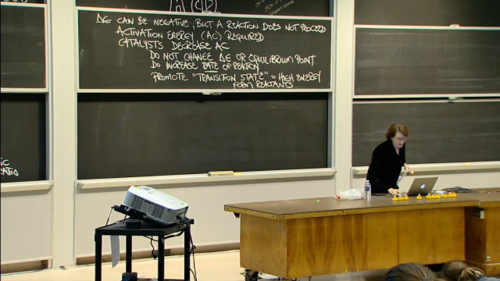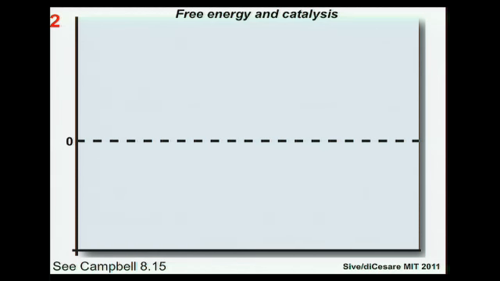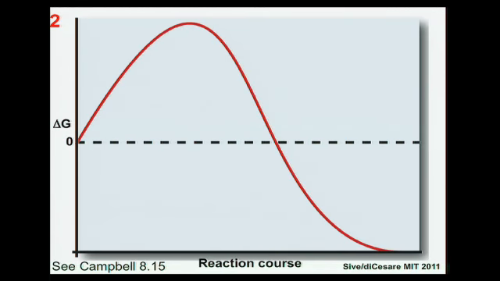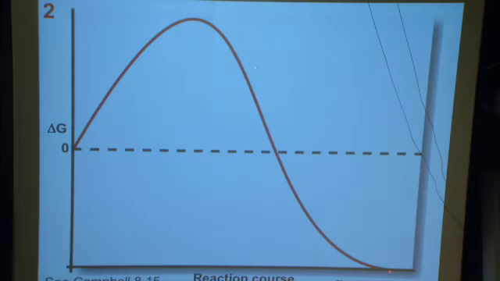Let's look at a couple of slides that I drew for you. So here is a blank chart, and I've got delta G on the y-axis and the reaction course on the x-axis. And here's a reaction curve. The reaction overall is going to have a delta G that's negative because you see that the products are at the bottom of the hill relative to the reactants. But there's also this hump that they have to get over, and that is what requires activation energy.